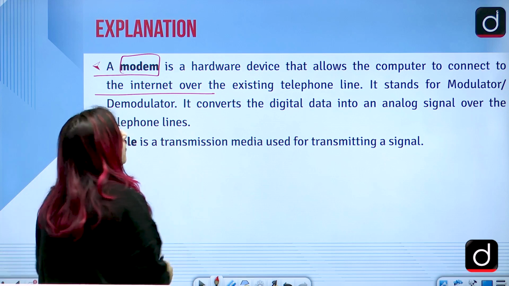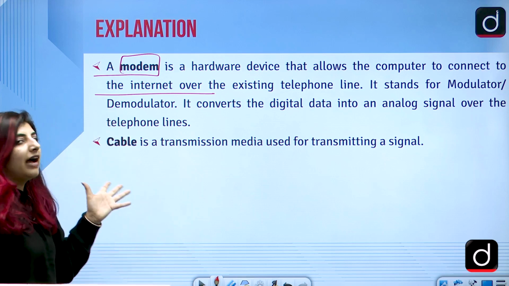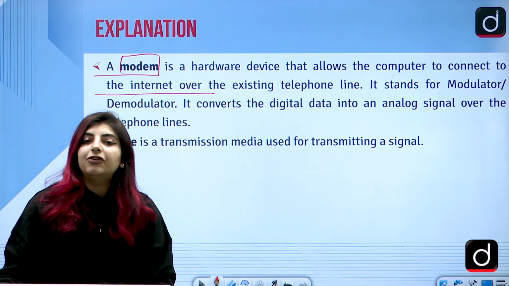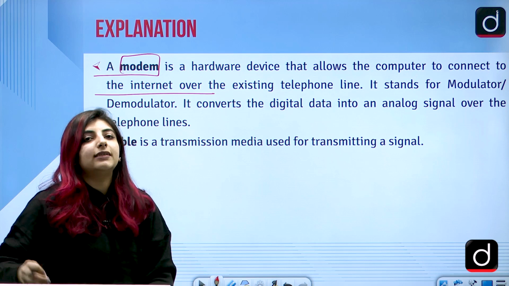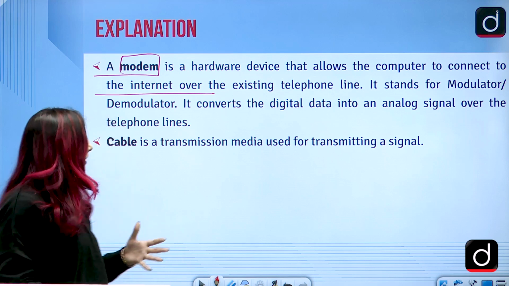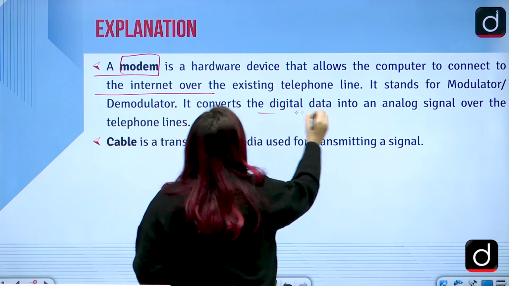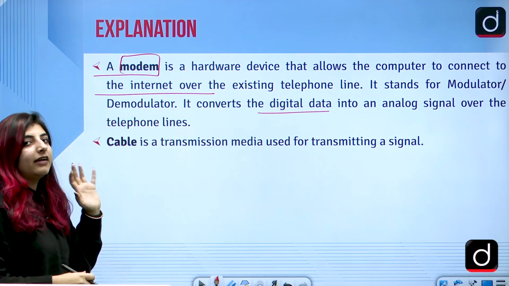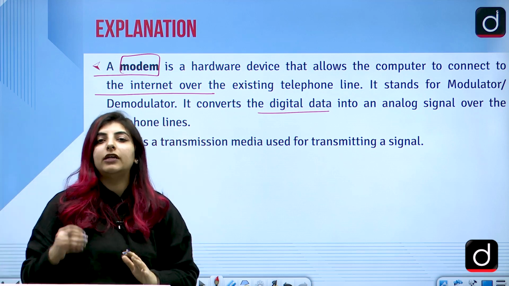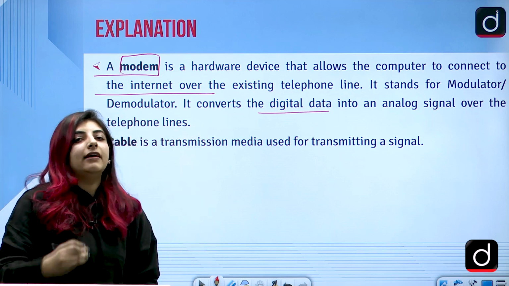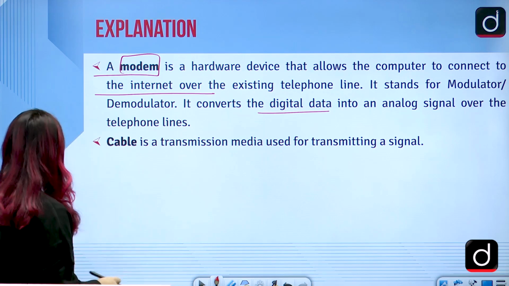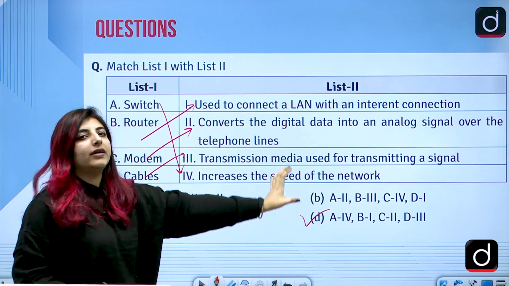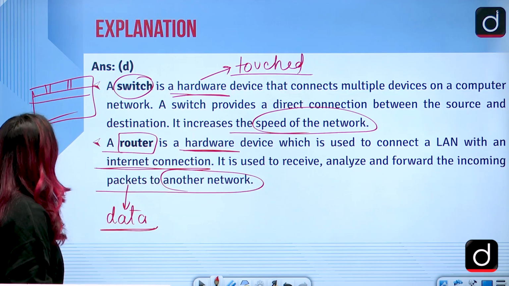It stands for modulator, demodulator. Here we have the answer as well. So, if we talk about the modem, even if you had not read the explanation, you would have known that this is the abbreviation, correct? It converts the digital data into an analog signal over the telephone lines. So, whatever data we have in the digital form is first of all converted to the analog pattern, and then we have the internet connection, correct? So, hence the modem converts the digital data into an analog signal over the telephone lines.